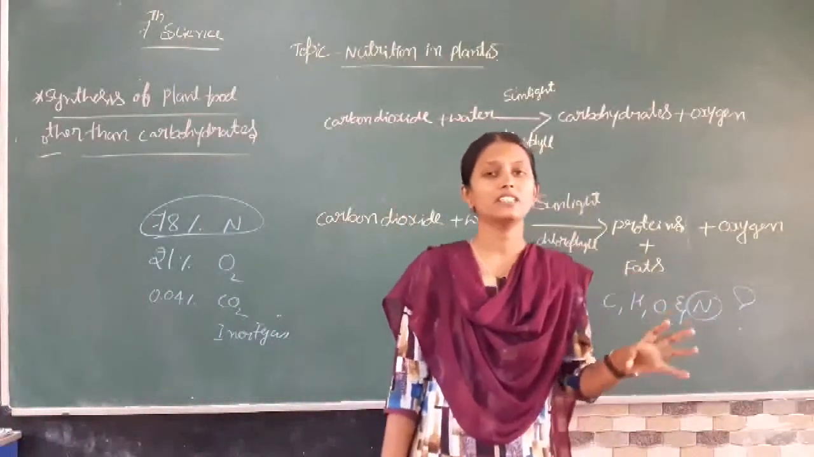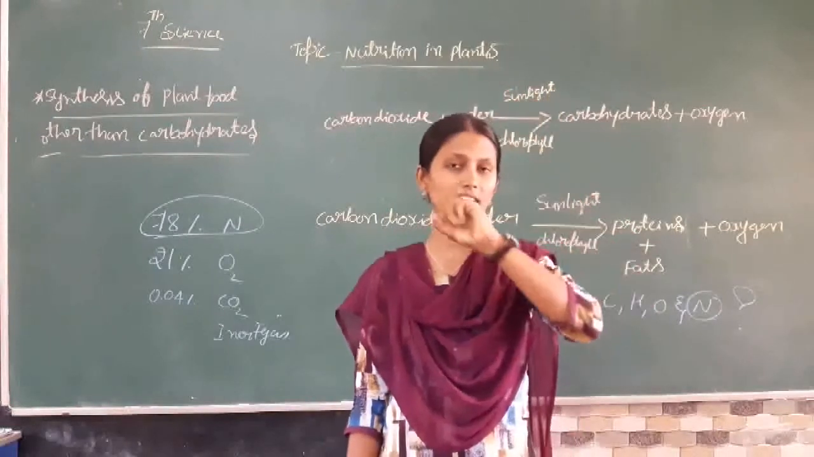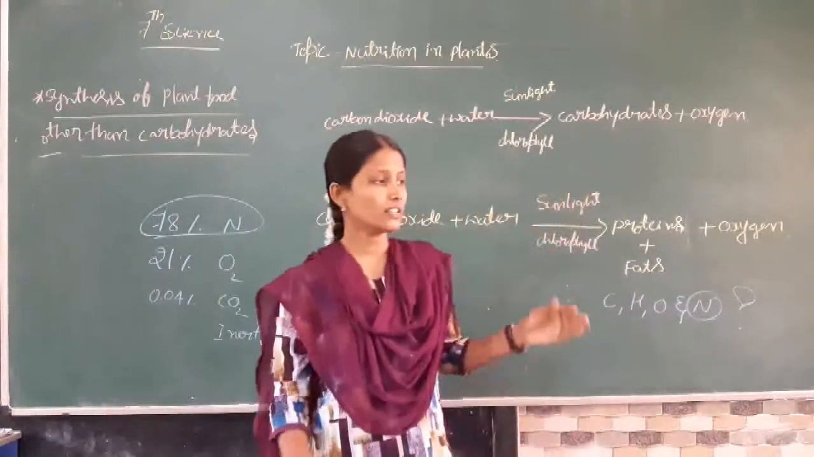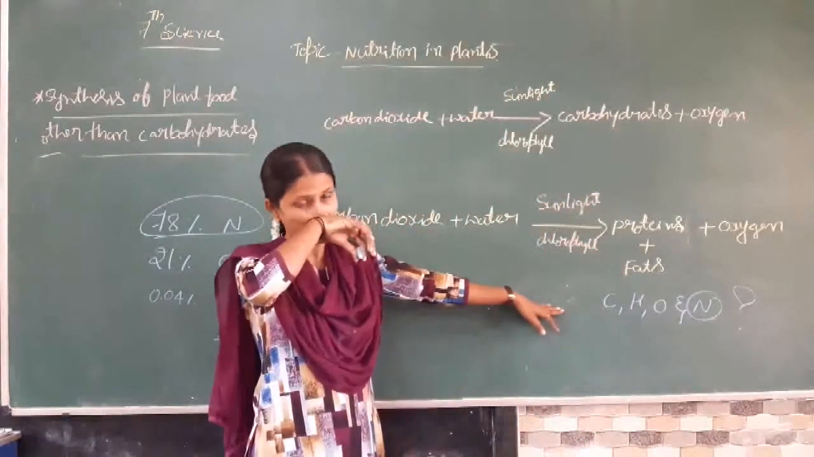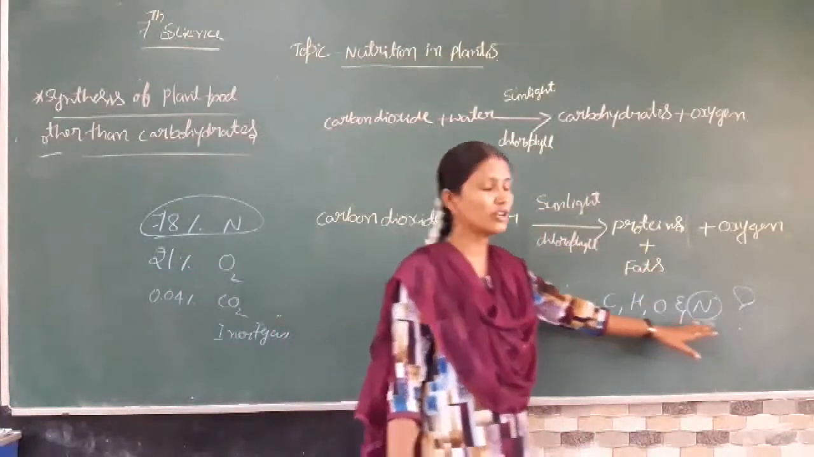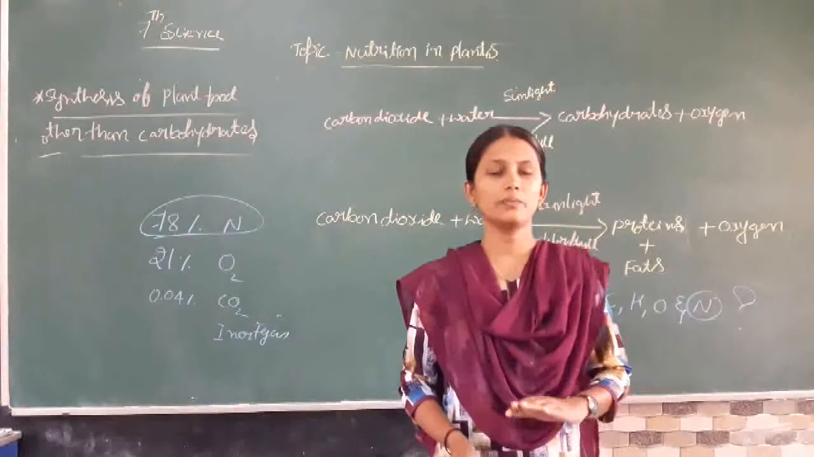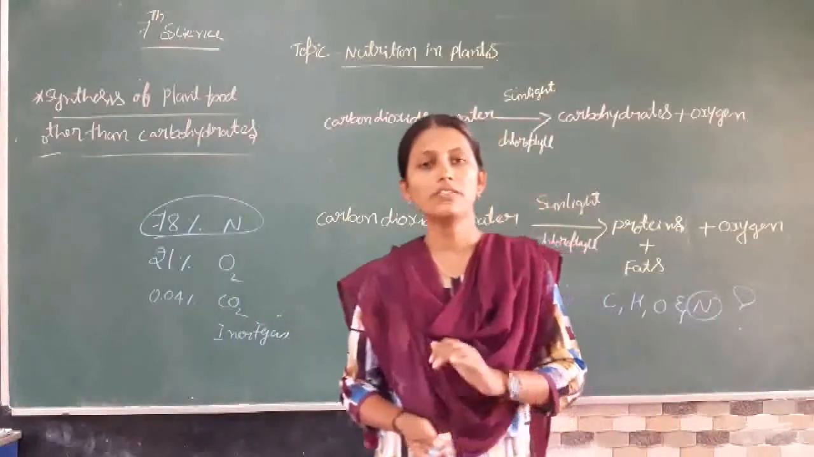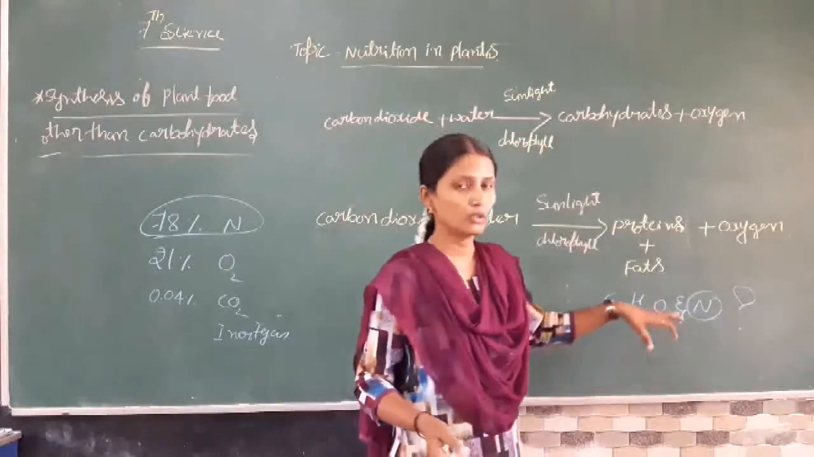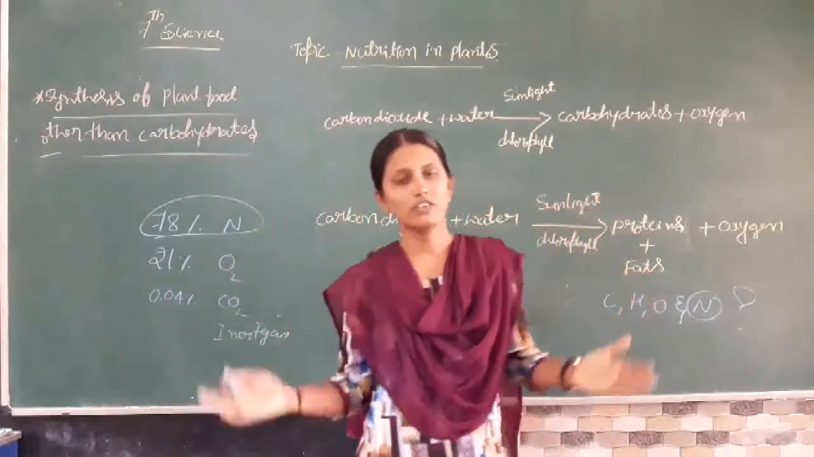Then how do plants use the nitrogen? As you know, plants do not take nitrogen directly from the atmosphere for the synthesis of food. Then how do they prepare it? The soil has certain bacteria. Those bacteria convert the gaseous nitrogen into a usable form. The soil then supplies the usable form of nitrogen, which is absorbed through the roots and supplied to all parts of the plant.